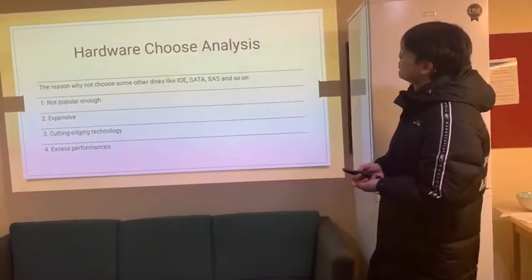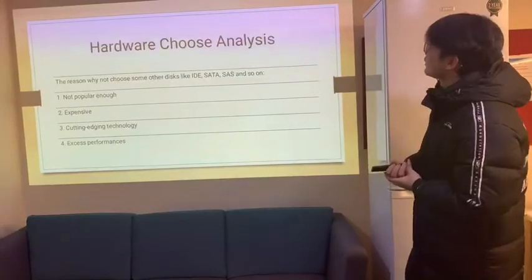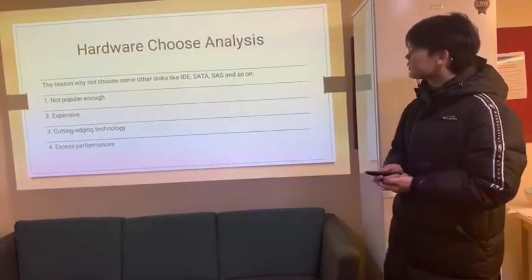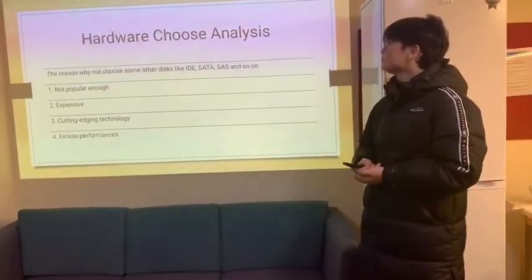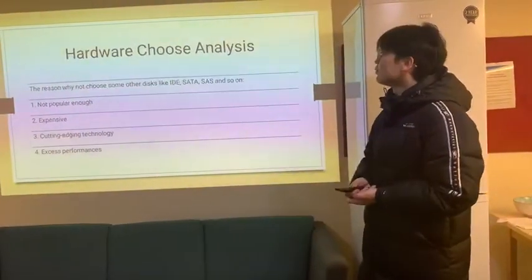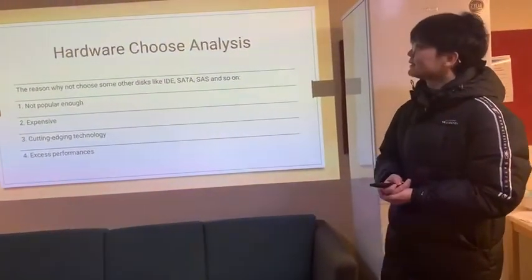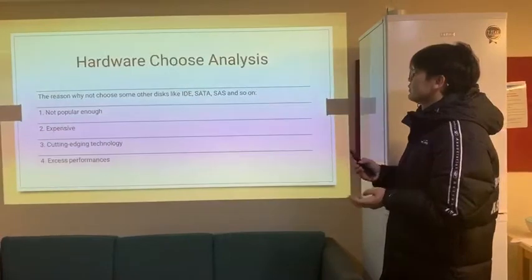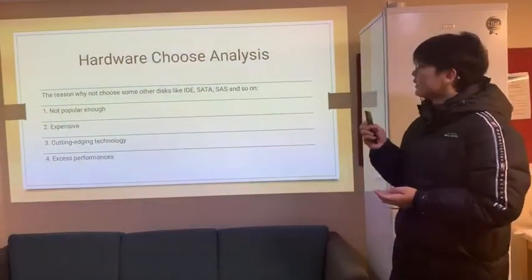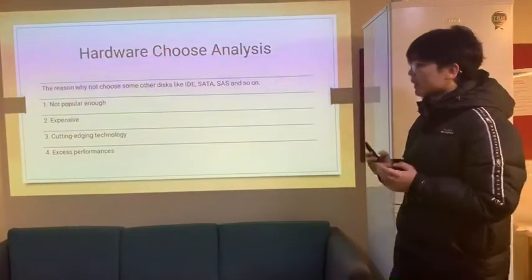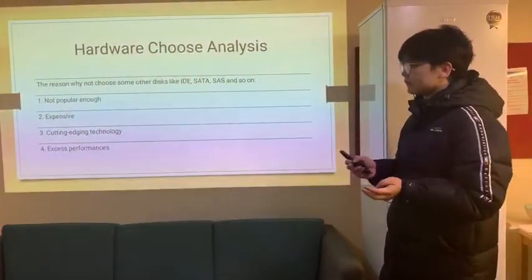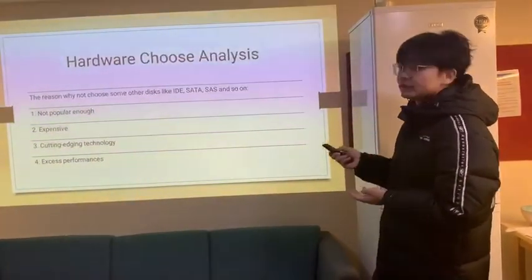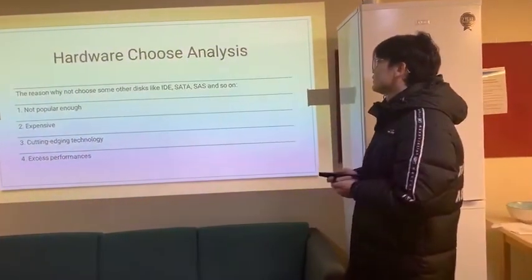Besides the other reasons, here I want to talk about why we do not choose some other disks like IDE, SATA, SAS, and so on. Because all of these disks have a common disadvantage, that they are not popular enough now, and it leads to their second disadvantage, which is price. Their price is very high, so they can only be used in cutting-edge technology because they have very high performance in transferring data or something else. So maybe for a cinema, this exceeds their needs.